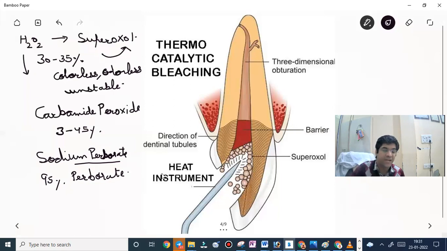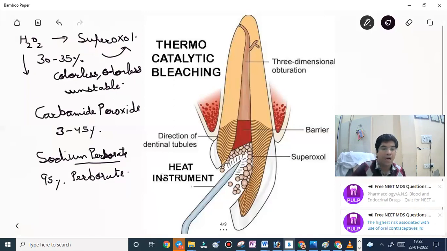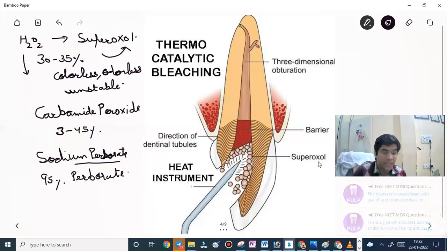Now let us discuss what are the types of bleaching. They can be either vital or non-vital, and it can be performed either at home or in the office. So what is non-vital bleaching? Non-vital bleaching means the pulp is necrotic.